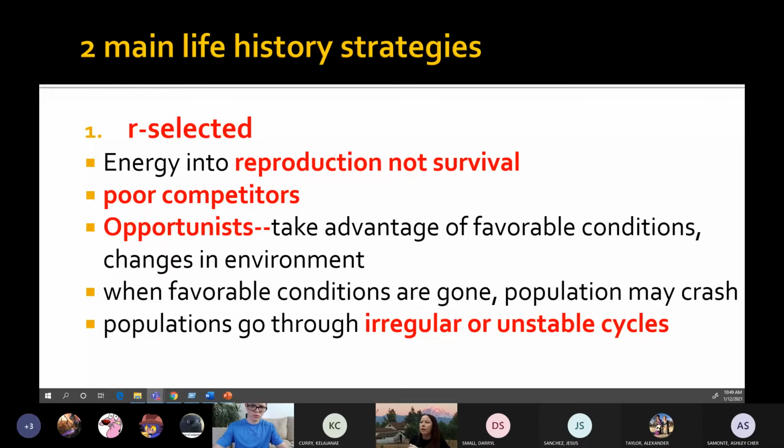When favorable conditions are gone, you tend to get a population crash. So they might be breeding exponentially, a whole bunch of them, something about that environment changes and boom, they're gone. And so with that, you tend to get really irregular or unstable cycles. I think last unit, we looked at the hare and fox population graphs where they almost look like something you'd see nice and pretty in a math class. Our selected species aren't necessarily so pretty like that.